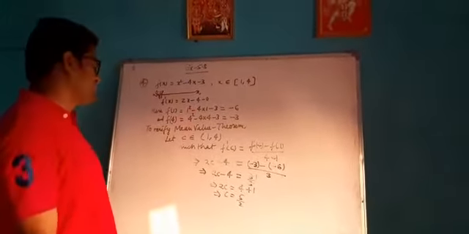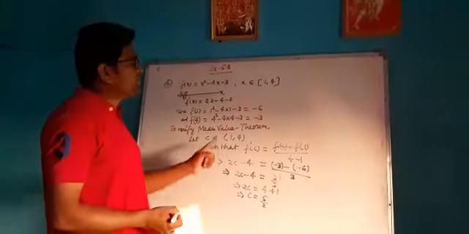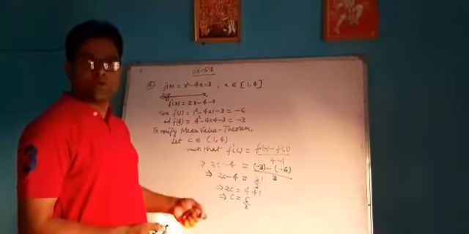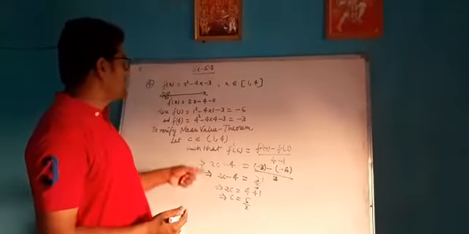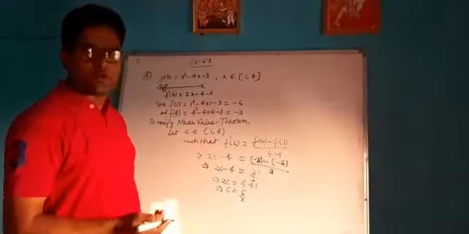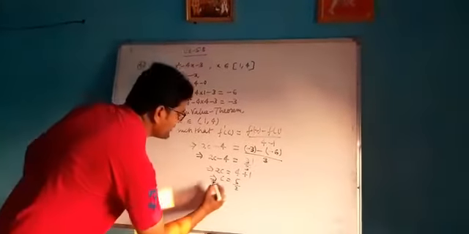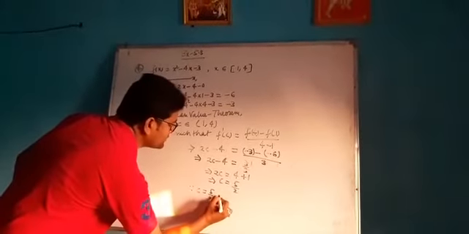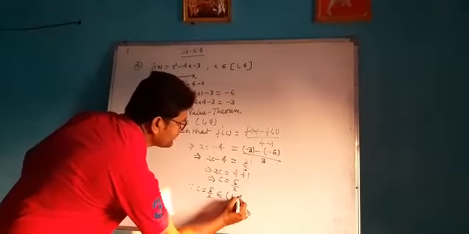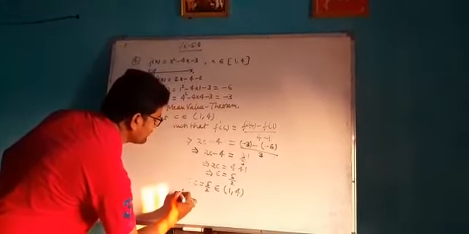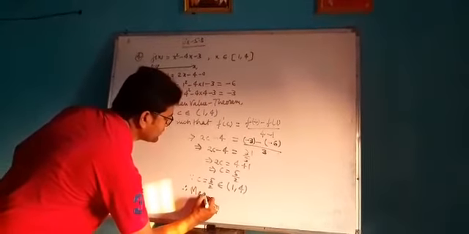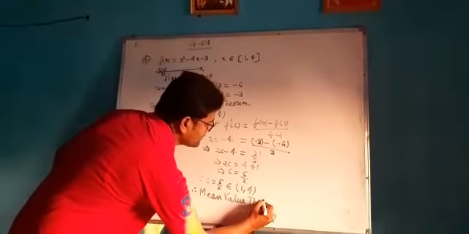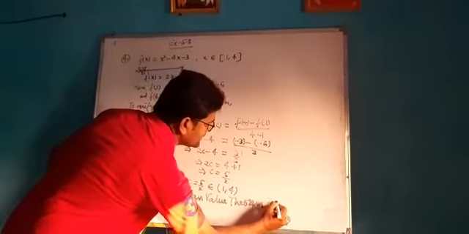Now you can easily see 5 by 2 lies between 1 and 4 in the open interval. Why? Because 5 by 2 is 2.5 in decimals, so 2.5 is lying between 1 and 4. So since c is equal to 5 by 2 belongs to the open interval 1 to 4, therefore the mean value theorem is verified.